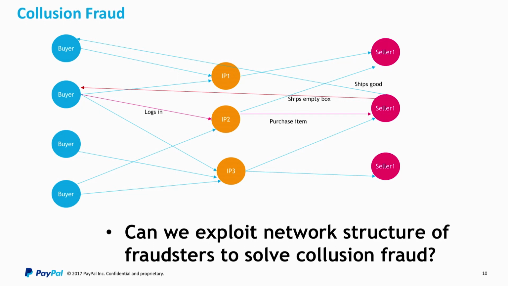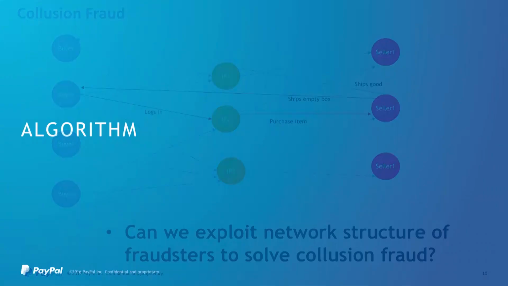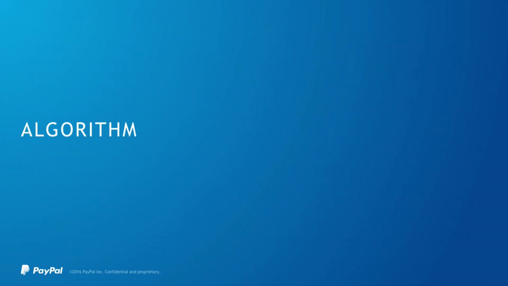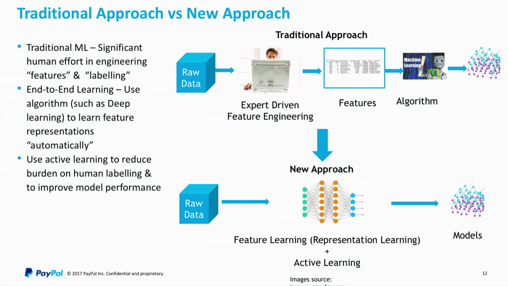You can imagine that if you were to plot the buyer, the seller, the IP address, and the shipping address as different node elements in a graph, it could be more efficient to tackle these kinds of frauds using a graph-based approach. That's the goal of this particular research. So let me dive into some of the algorithm-level details.